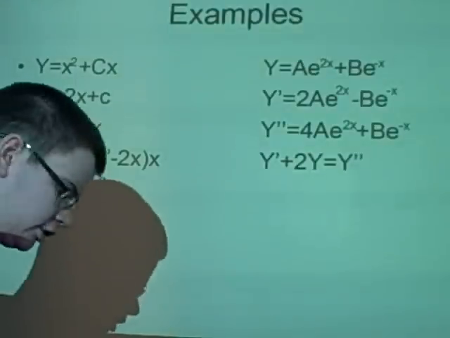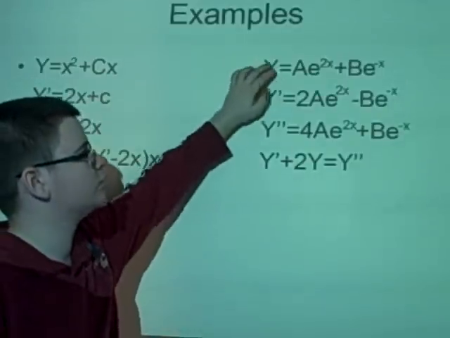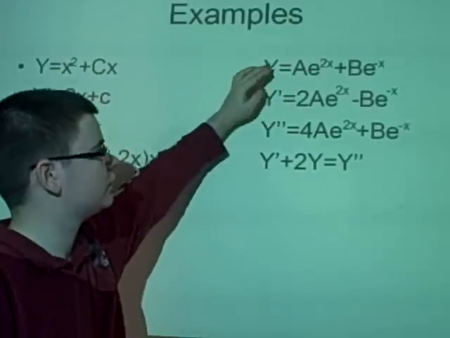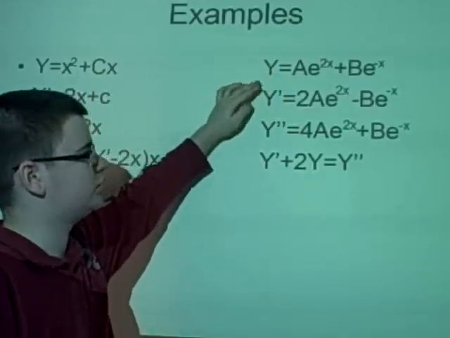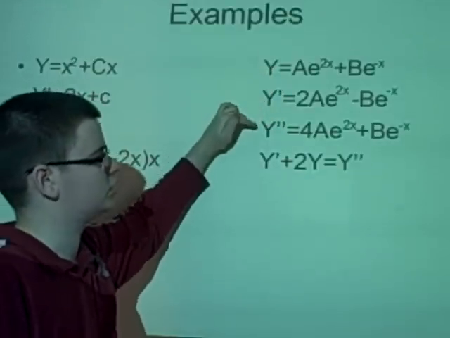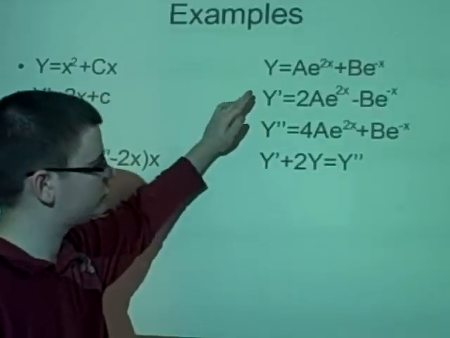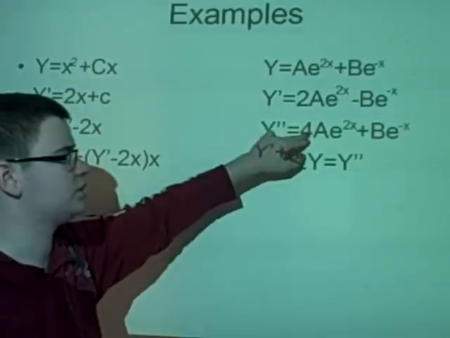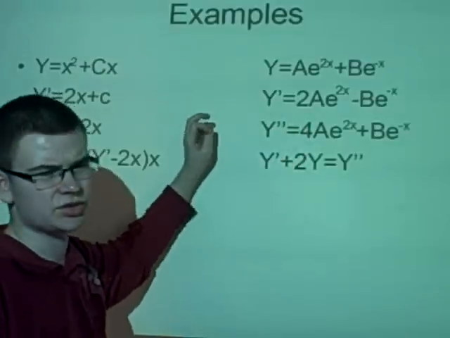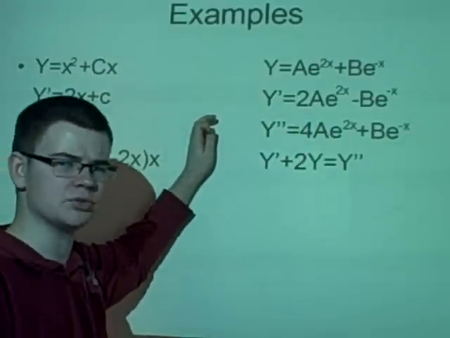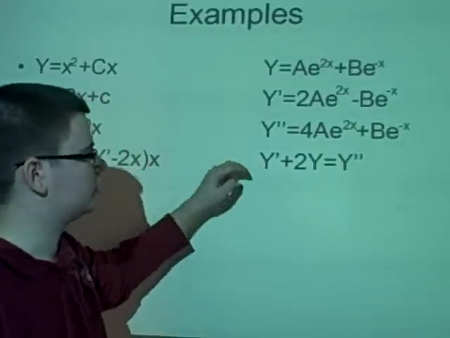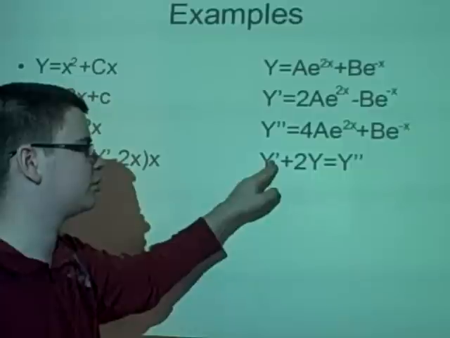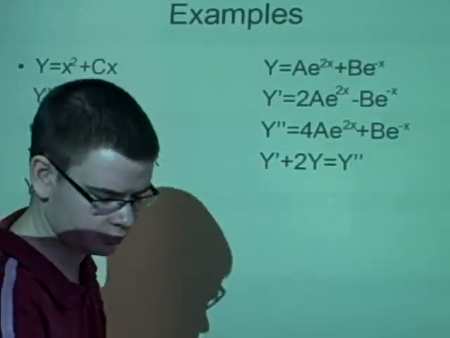We also did another example, y equals a e to the 2x plus b e to the minus x. We differentiated it, and then differentiated it again. And we noticed that if we take one of these and two of these, that equals this. We kind of just noticed this, I don't think there was much method about it, but it ends up that y double prime is equal to y prime plus 2y.